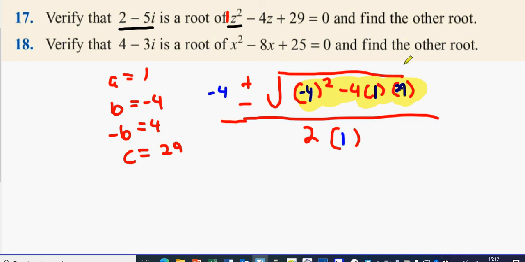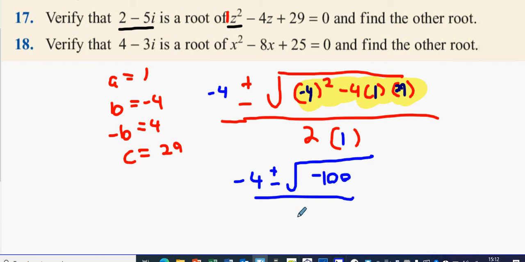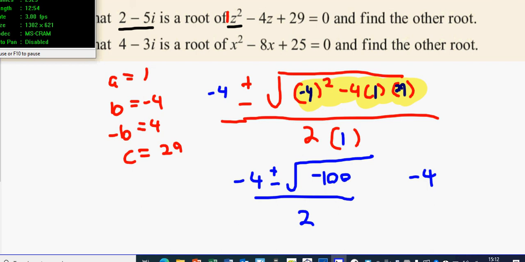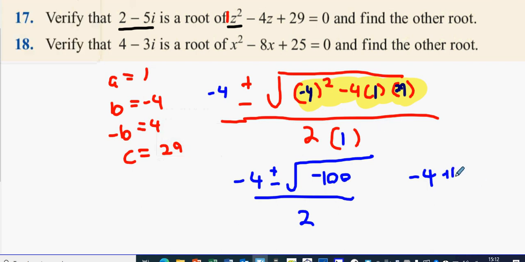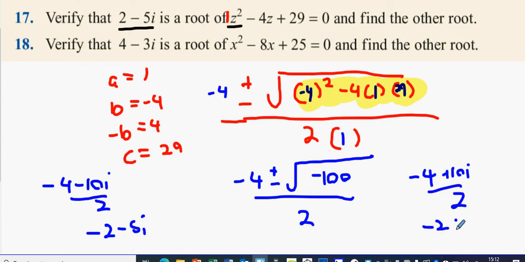What do we get there? Minus 100, is it? Yeah. Daniel, what do you think? For the yellow part? Minus 100. What's the square root of minus 100, Jonathan? 10i. So, 4 plus 10i over 2, and it's 4 minus 10i over 2. So it's 2 minus 5i and 2 plus 5i. Alright, I did 17, you do 18.